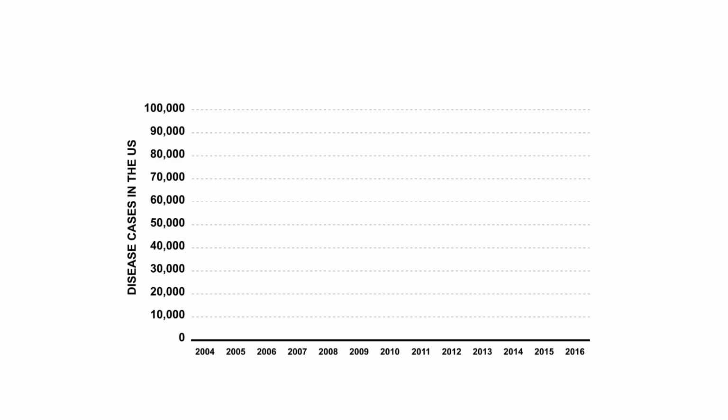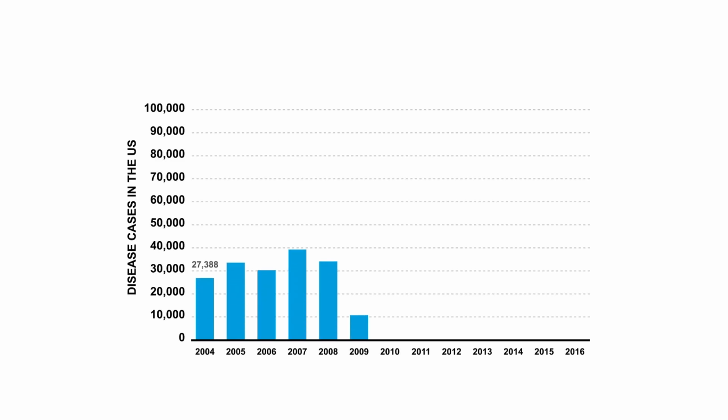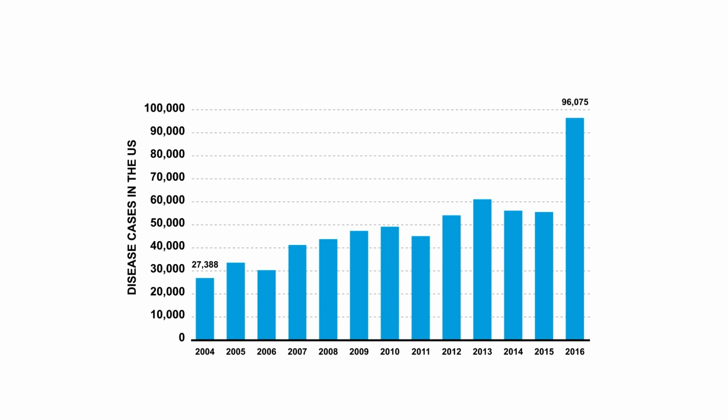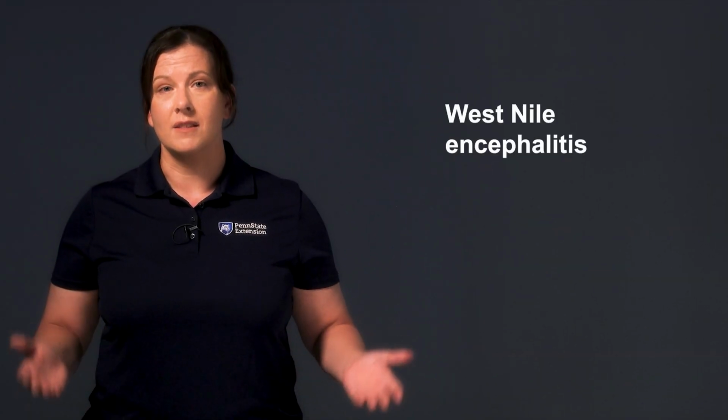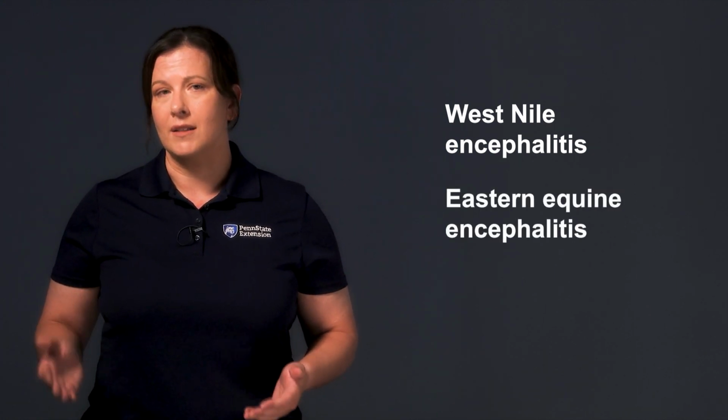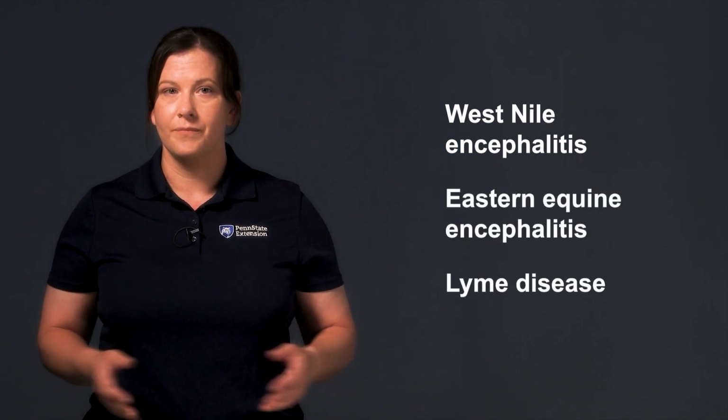Vector-borne disease cases can be found throughout the United States and are caused by mosquito, tick, and flea-associated pathogens. Cases of vector-borne diseases are increasing at a concerning rate. The CDC has reported that there have been a tripling of vector-borne disease cases in the United States between 2004 and 2018. There are numerous vector-borne diseases in the United States, but the most common are West Nile encephalitis, Eastern equine encephalitis, and Lyme disease.